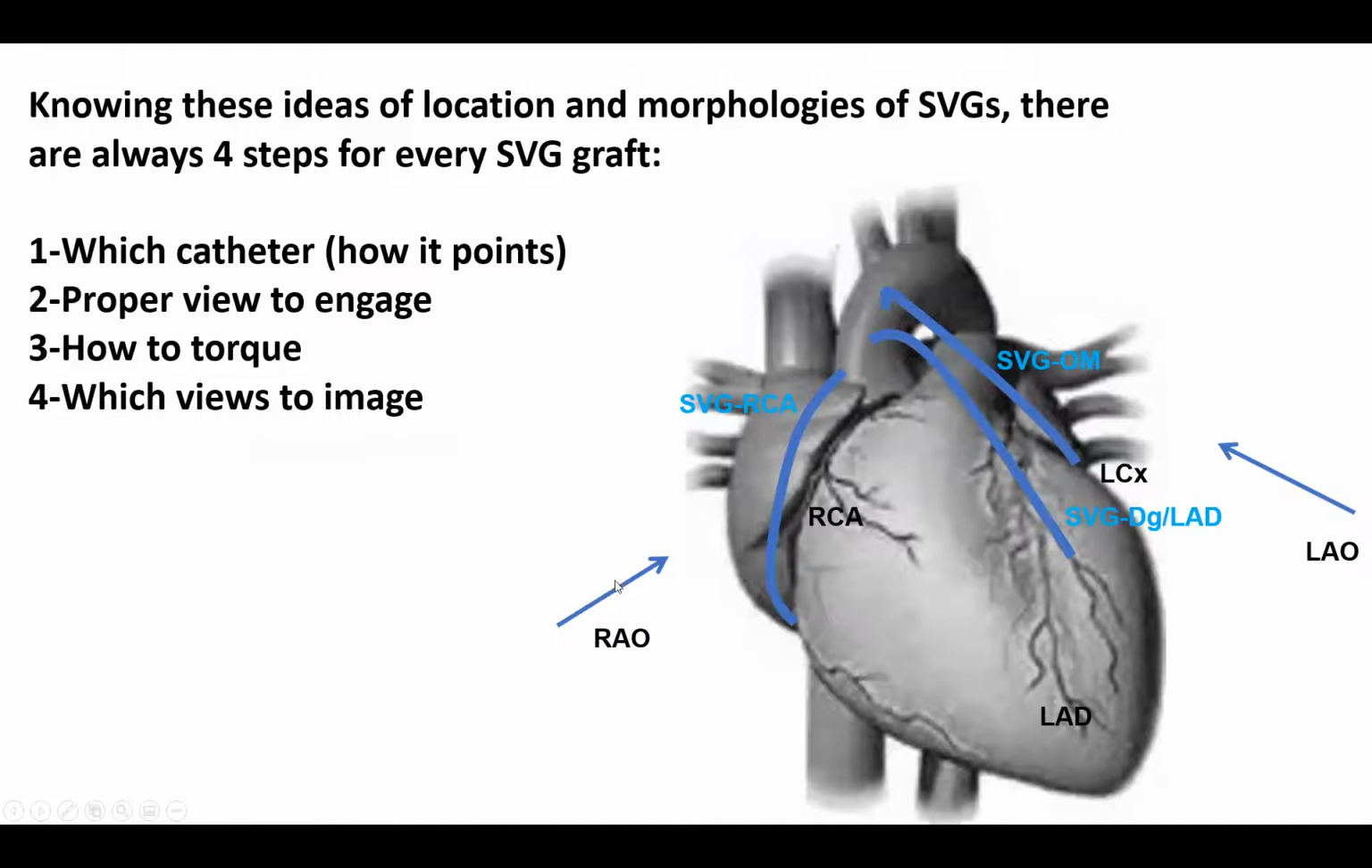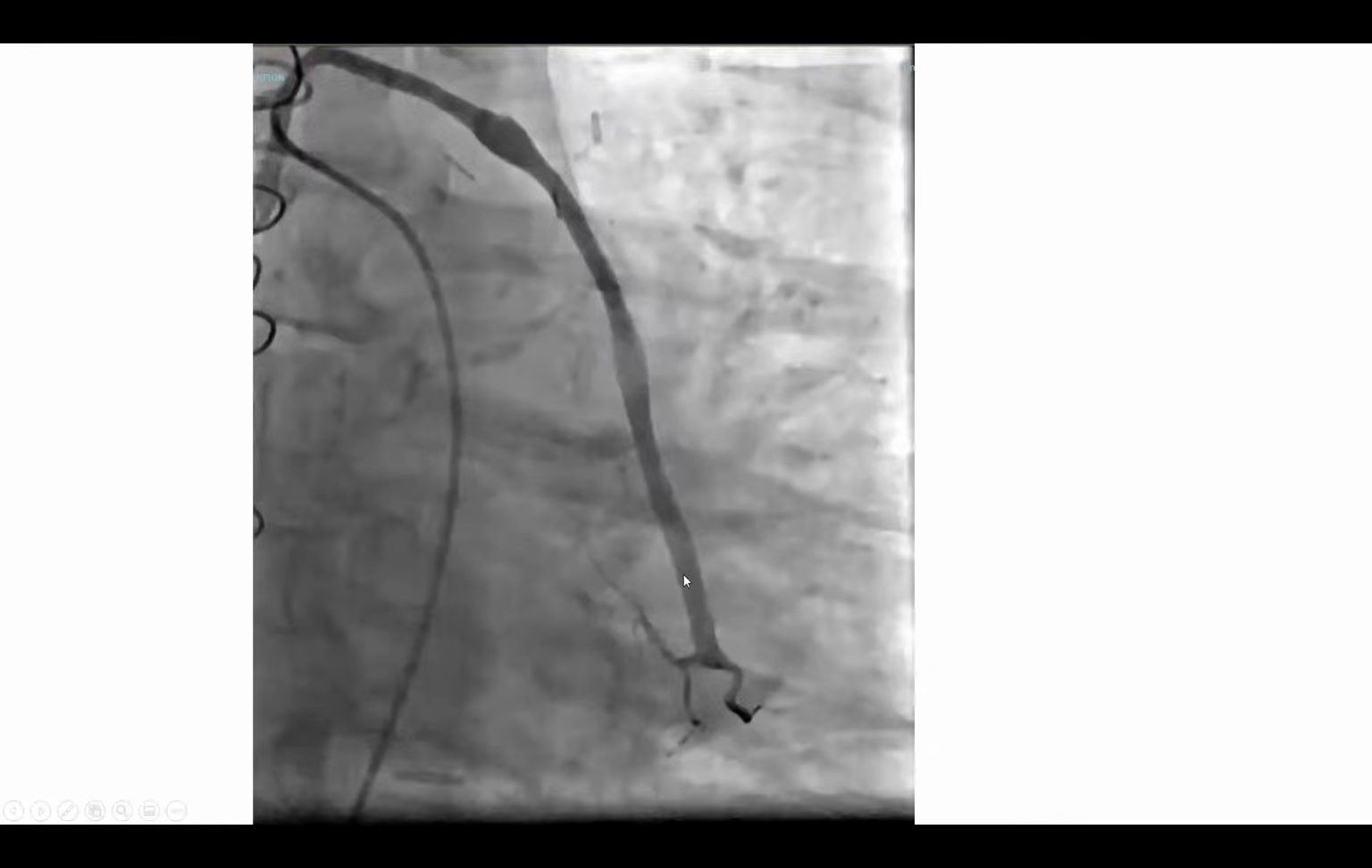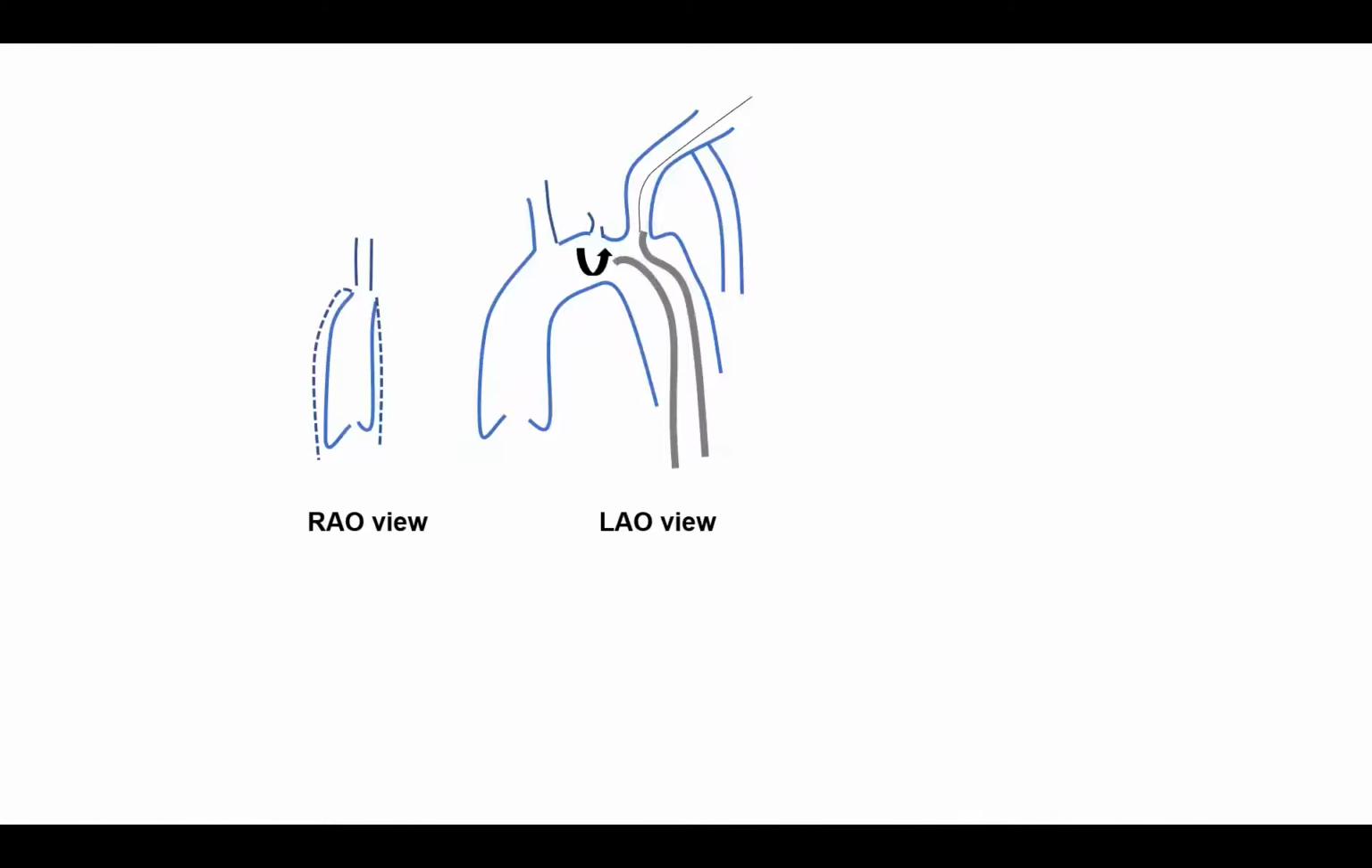Now, how can I engage the LIMA to LAD? What are the steps in engaging the LIMA to LAD? Two steps, okay? Remember the LIMA to LAD is an in situ graft attached to the left subclavian and connected to the LAD. So two steps always. One, how to engage the left subclavian, and two, how to engage the LIMA itself. So the first step, how to engage the left subclavian.